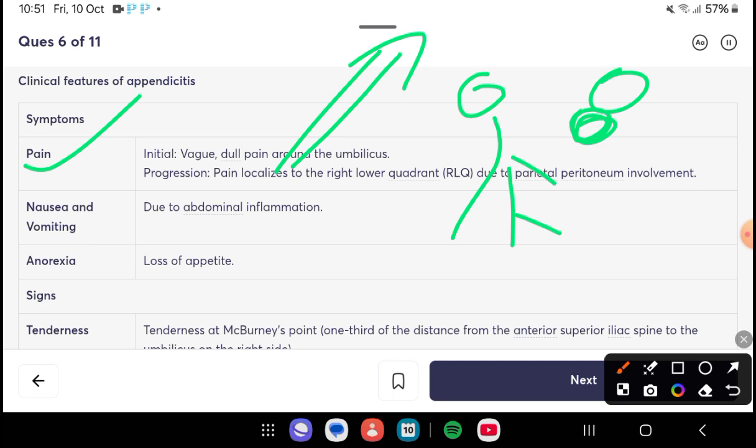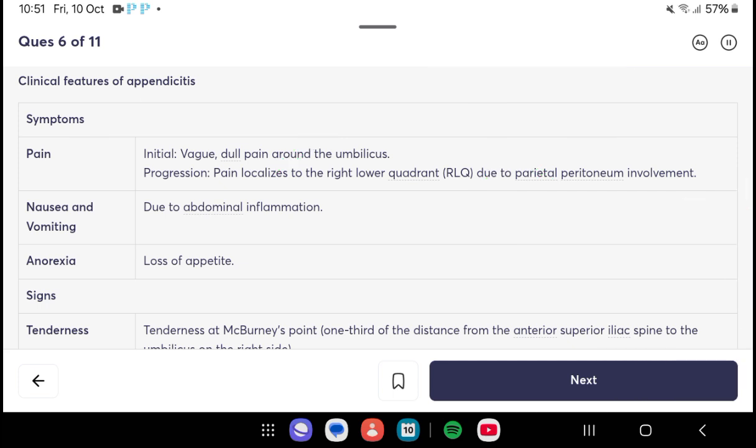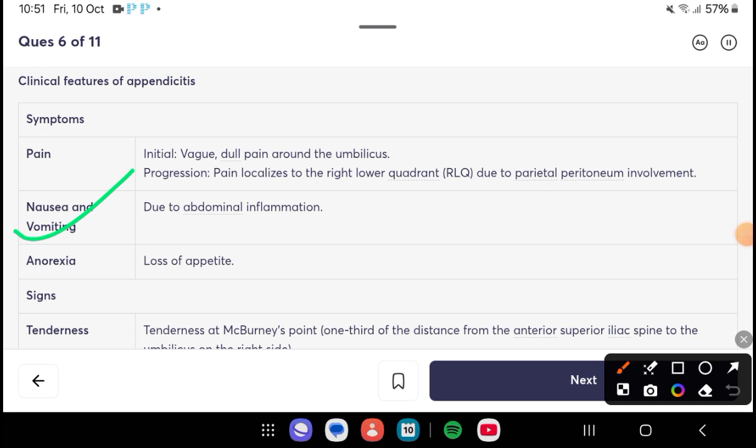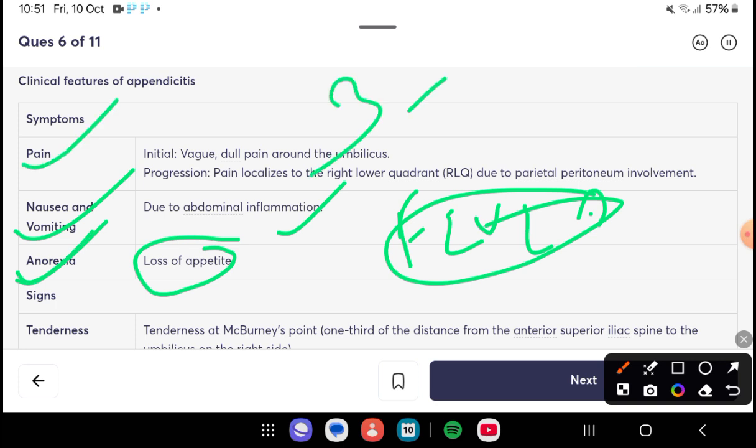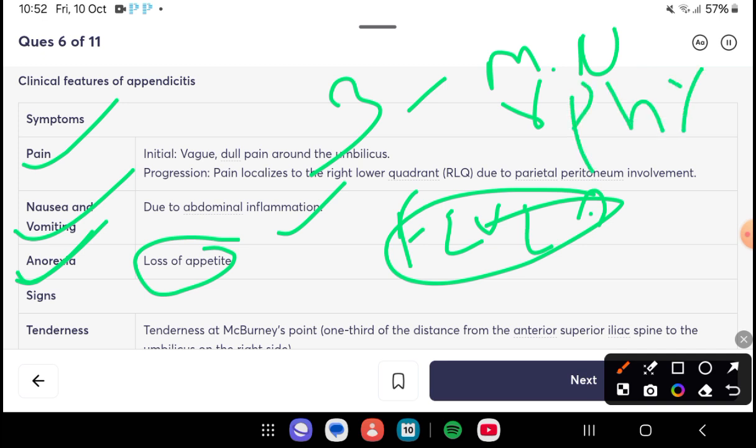The next symptoms the patient experiences are nausea, vomiting, and anorexia. Anorexia simply means loss of appetite, and nausea and vomiting are due to the abdominal inflammation. And there is fever also. This fever, nausea, vomiting, anorexia and the pain together form the triad, Murphy's triad.